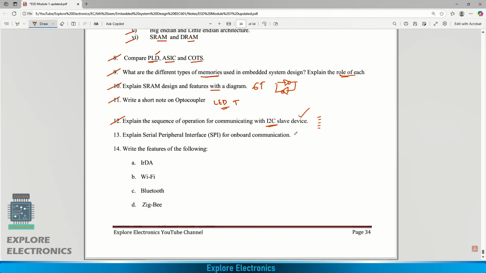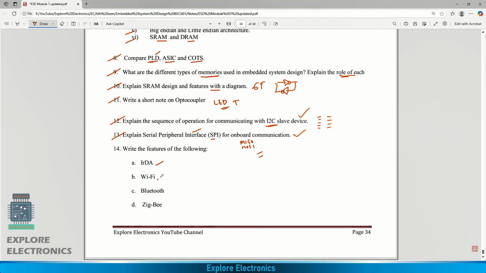Also write the diagram when they ask I2C and SPI. You also need to write those points clearly: how the start bit and end bit are, and what mechanism will be used. And if you see SPI, master input slave output, master output slave input, and the slave select lines, all those things you need to explain clearly. That's why you need to write a diagram there.